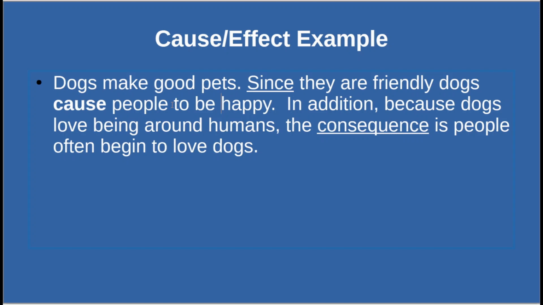That's what's happening there. In addition, because dogs love being around humans, the consequence is people often begin to love dogs. So because, that's the cause, the consequence, that's the effect. Because dogs love being around humans, the consequence of this or the effect of this is people often begin to love dogs. That's what's happening there. So in these two sentences, we have a clear cause and effect in each one.